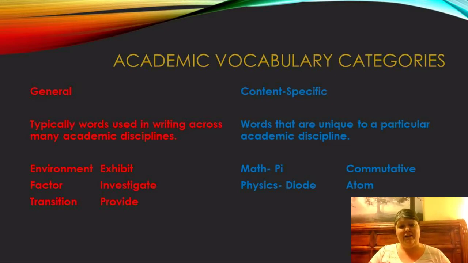Your other category is content specific. Your content specific words are unique words that are particular to an academic discipline. So, for instance, in math, the suggested words are pi and commutative. Those are words that are pretty content specific, or academic discipline specific, to math. Then we have diode and atom, and again, those are pretty content specific to physics. You're not going to see those in many other areas or texts. So that's why there are those two categories that we're going to categorize our words into.